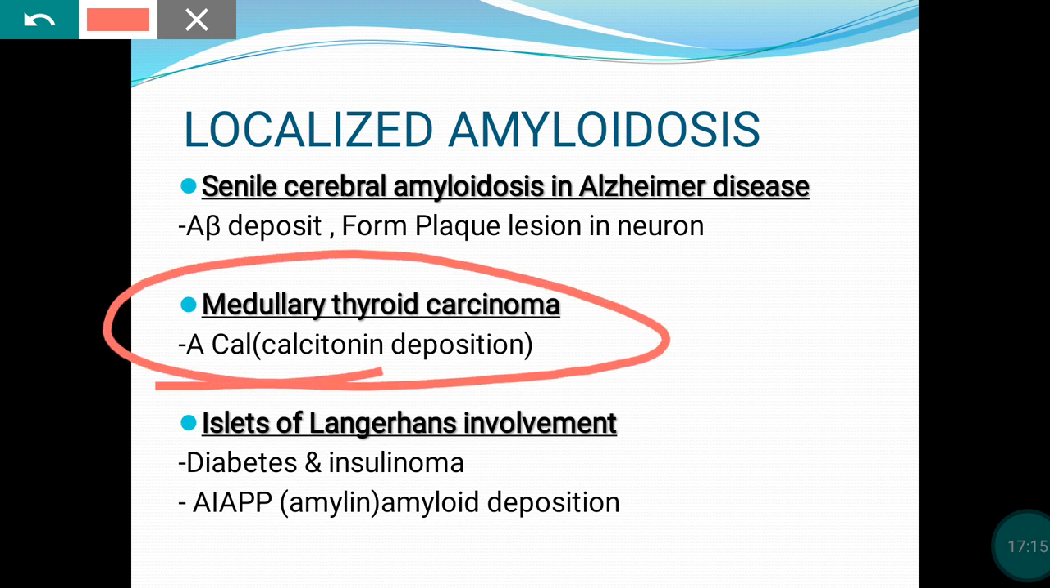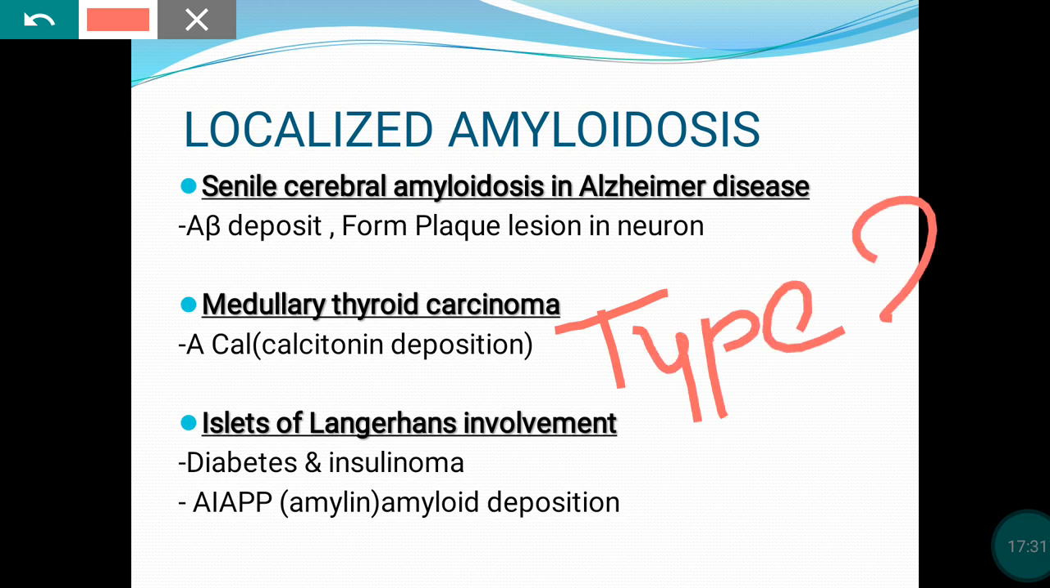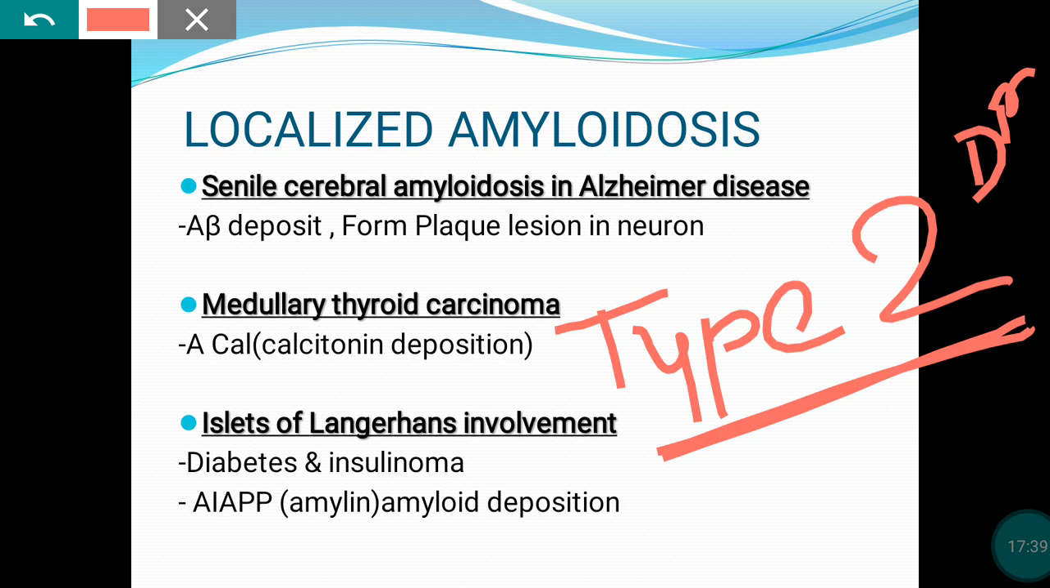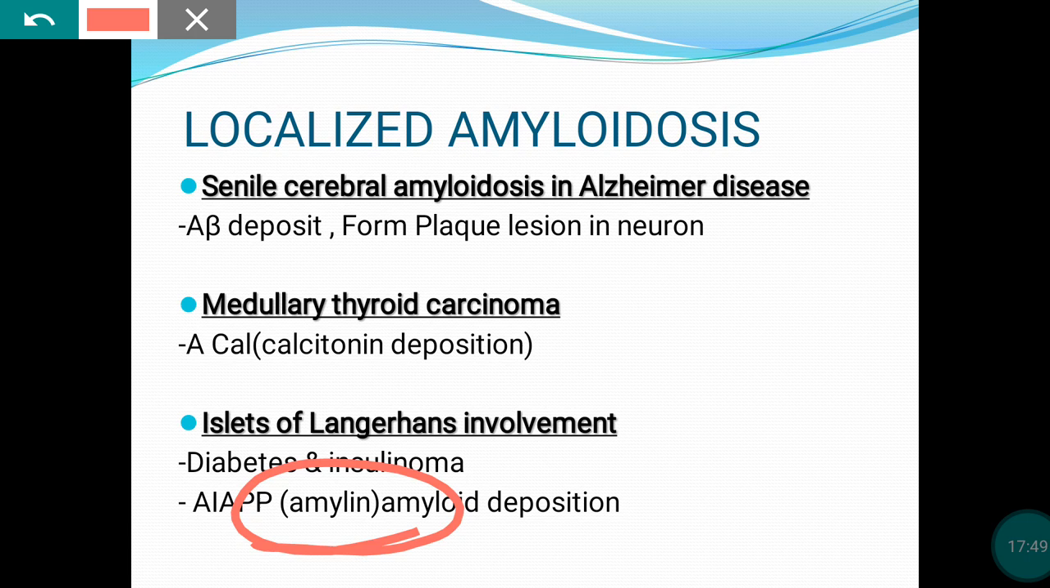A-cal deposition. The third entity is involvement of the islets of Langerhans of the pancreas. It is usually seen in type 2 diabetes mellitus and insulinoma. In such conditions, insulin is increased. In type 2 diabetes mellitus, there is resistance to insulin action. So the insulin is increased, and so there will be amyloid deposition. So the amyloid gets deposited. It is called AIAPP.